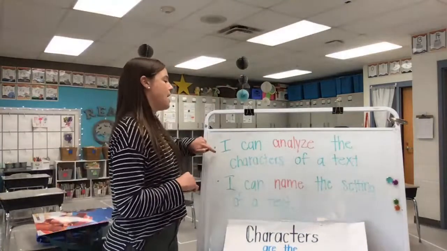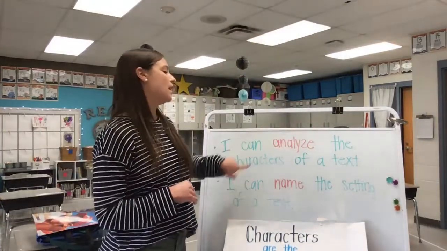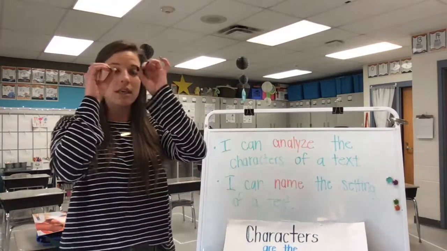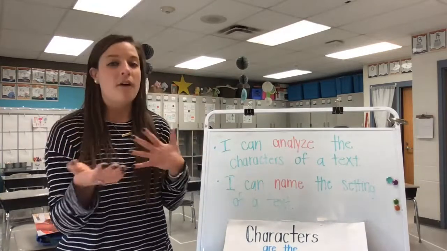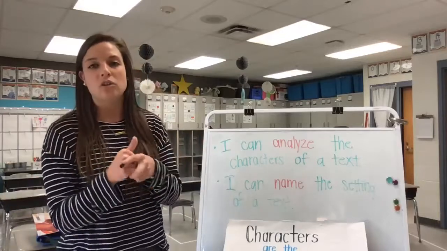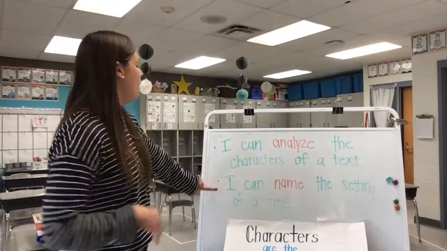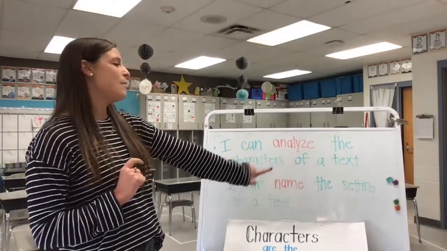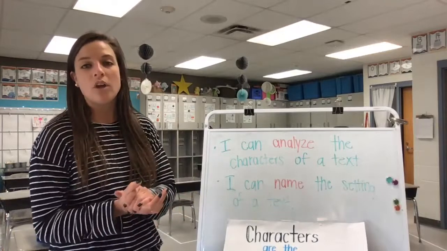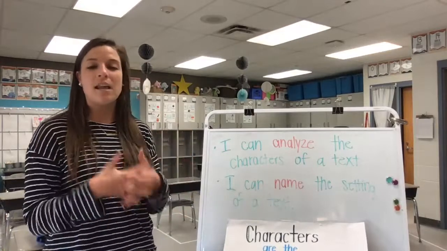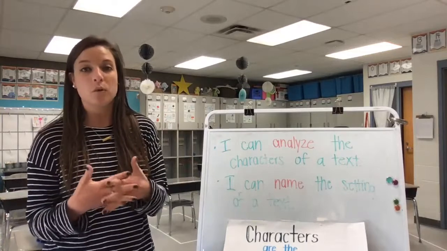Today we're going to continue working on our 2 learning targets while we're also continuing to train our brain to visualize what we're reading. That means we're picturing in our head the story as it's being read. So our learning targets say, I can analyze the characters of a text. That means that you can look at the characters and identify or name different things that the characters are doing to give you clues about the story. Our other learning target says, I can name the setting of a text. So we've been working on identifying the setting of our story too, to help give more clues about what's going on in our story.